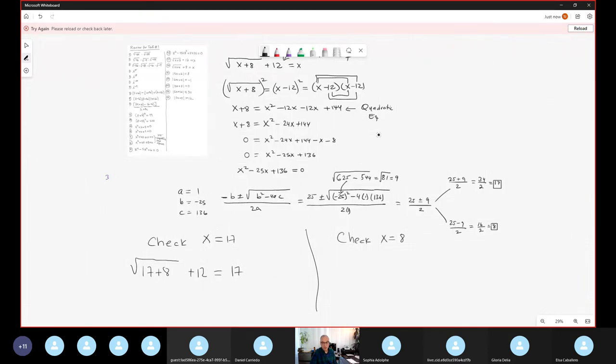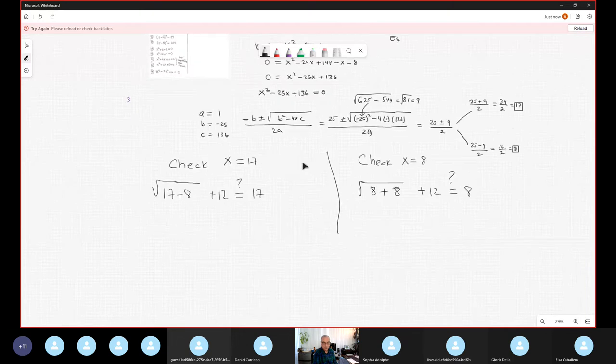And likewise, square root of 8 plus 12 equals 8. I claim this because I want to prove whether it's true or not. This is 25, and square root of 25 is 5. 5 plus 12, of course, is 17. Okay, this answer is cool.